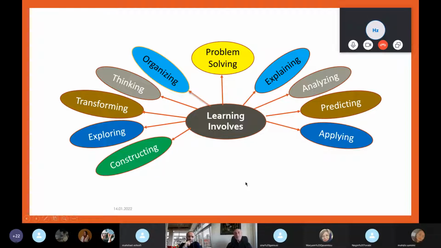Constructing: we need to give them the opportunity to construct, to develop, to think. Negotiating, crucial. We need to have them in groups or pairs in class, outside the class, to negotiate.